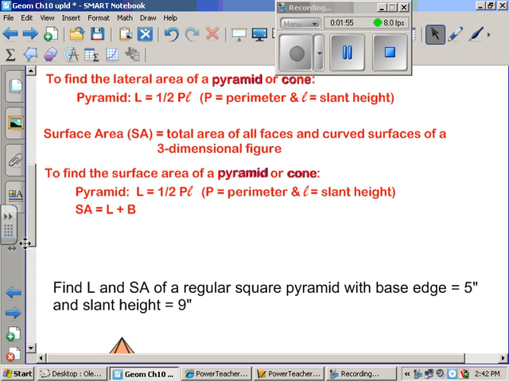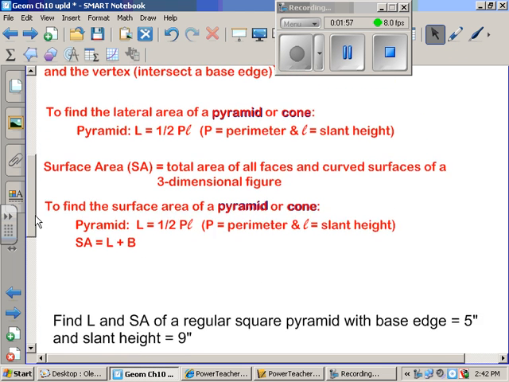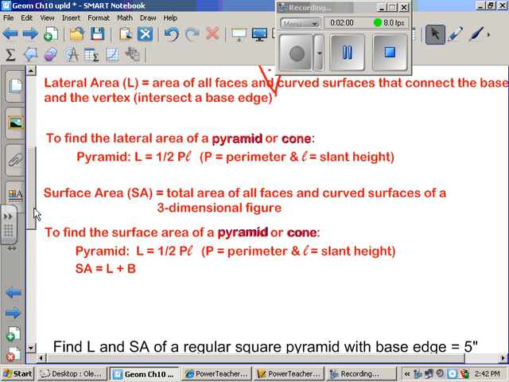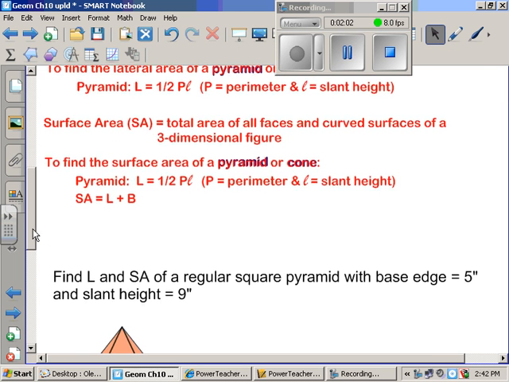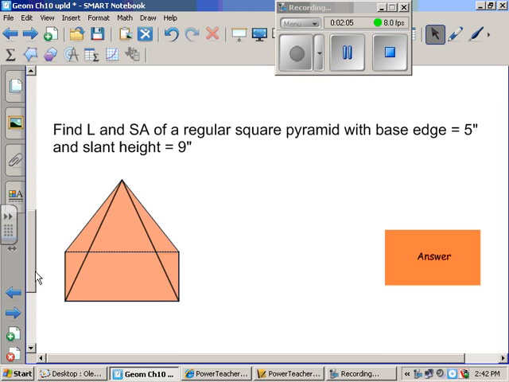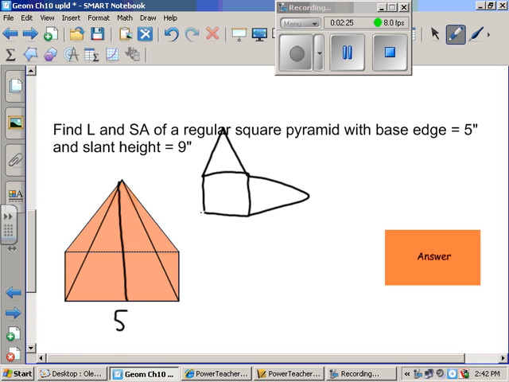All right, the surface area. So here, let's try this one. If I know the slant height is 9, and I know the base edge is 5, it's a square pyramid, so its net would look like this. We know that this is 9, this is 5.